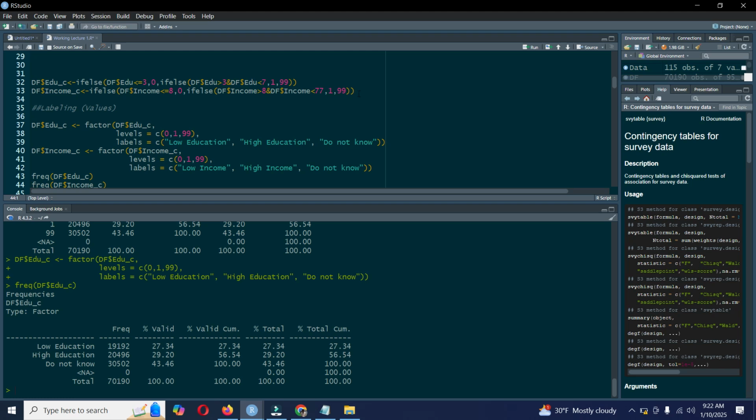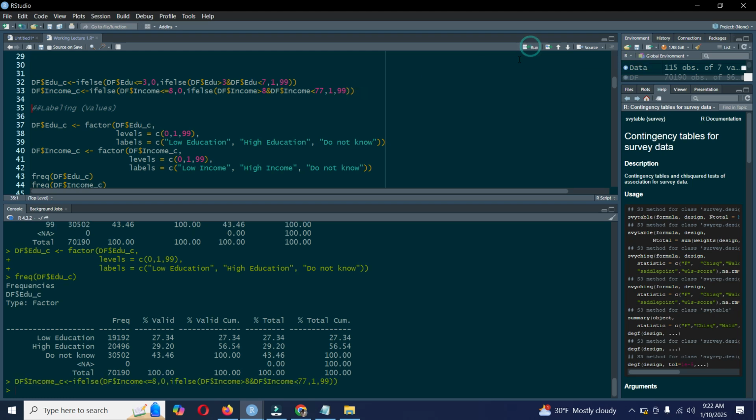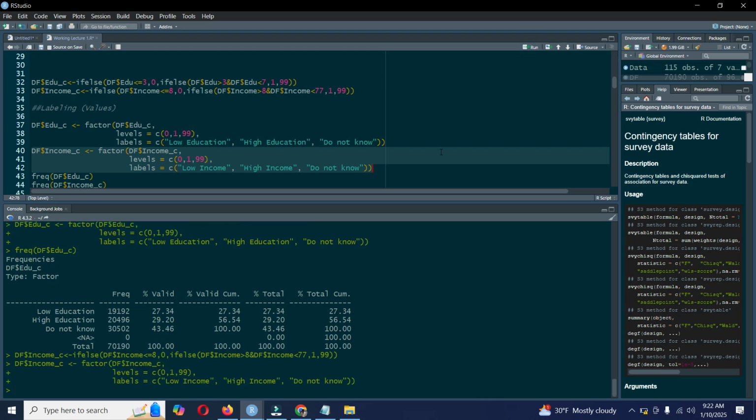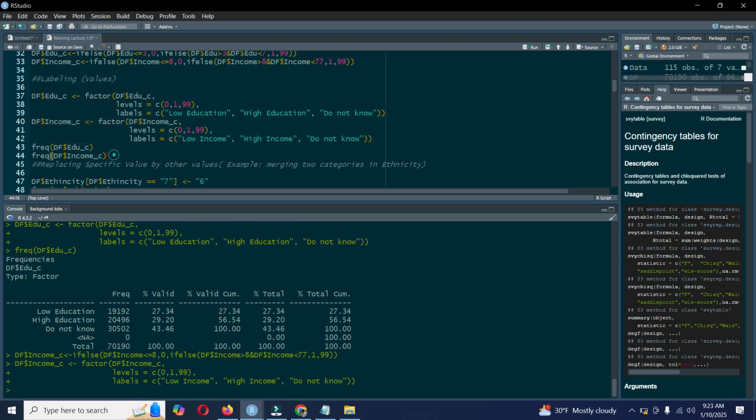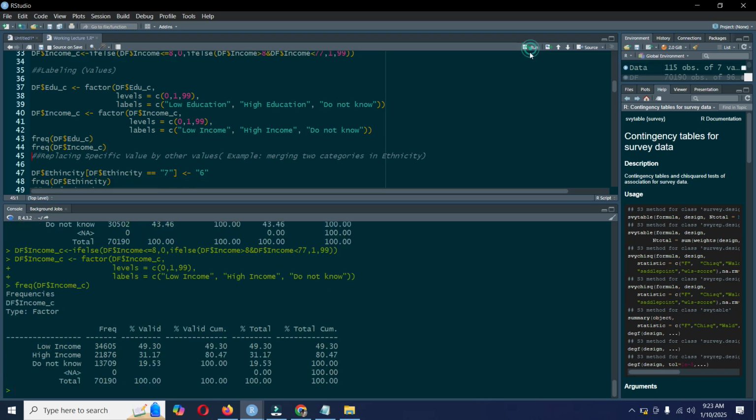So we are again making two classes for income, and you can again label low income, high income, and don't know. So you can just see the frequency. So this is the new labels of the variable, categorical variable income, which we converted into two categories instead of 15 categories.